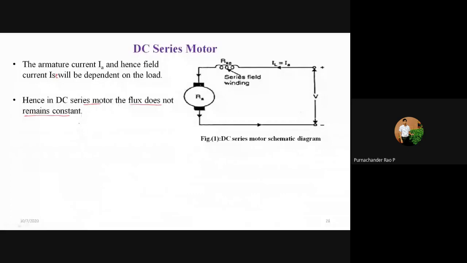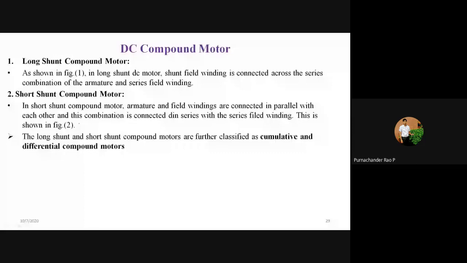Okay, and now coming to the DC compound motors.